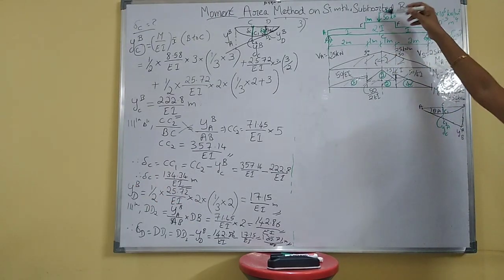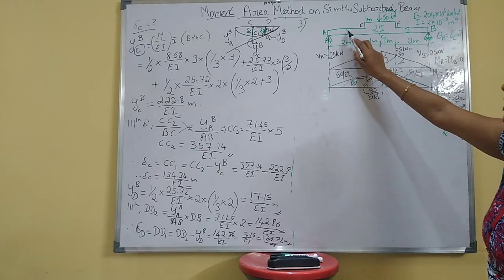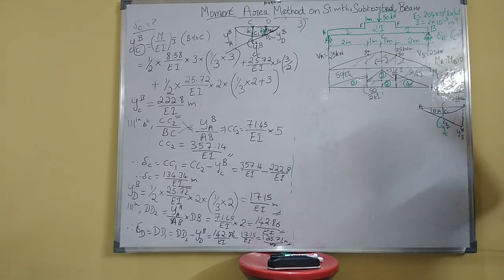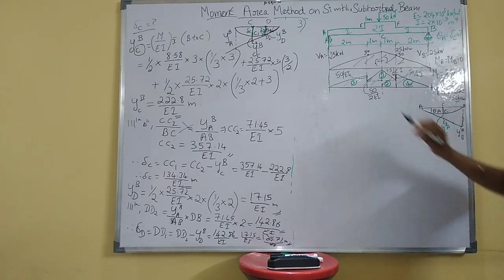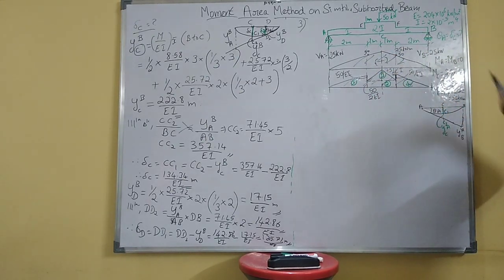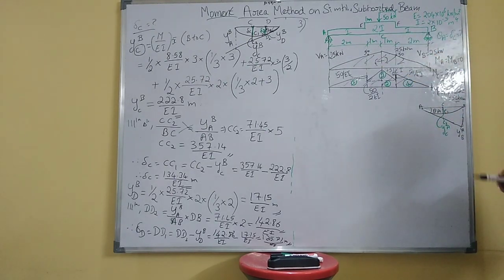Third problem. Here we have it is 50 kilonewton acting at the center itself, but we have here varying moment of inertia. E and I is given to find out theta and delta C. Okay, first draw the bending moment diagram. Reaction is half of it, 50 by 2, so 25 kilonewton each.